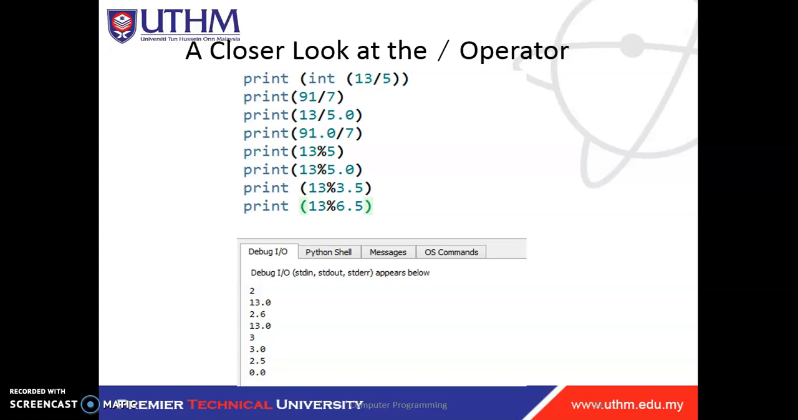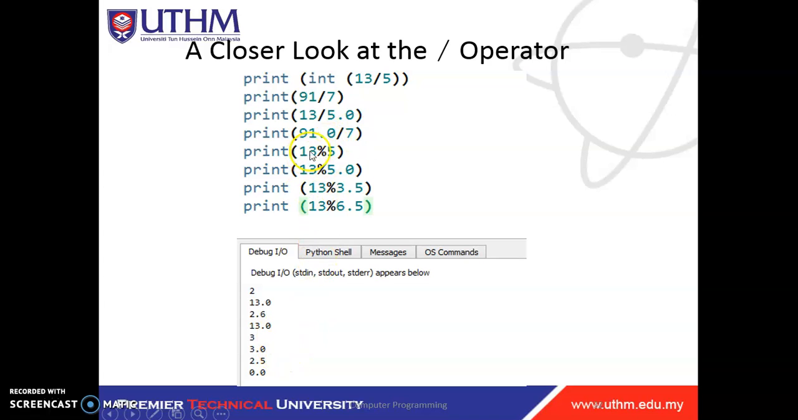Okay, and print 91 over 7, it will give you 13.0. Now you don't have an integer declared, so it is giving you the decimal number. Print 13 over 5.0, you will get 2.6. So when the integer faces the floating number, it will be upgraded to the floating number. And 91.0 over 7, you get 13.0 because here you have a floating number, so the integer will upgrade to floating and then divide.